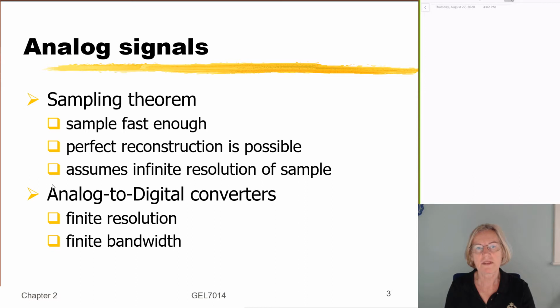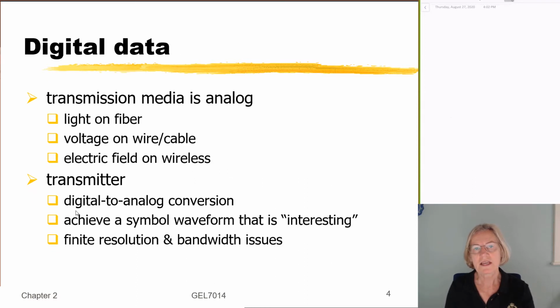So this is if we start out with analog signals, and you may think that, let's suppose we're starting out with digital data, then everything is quite simple, and that's not quite accurate either, because when we do our transmission over our communications link, it's true that the data we will be transmitting is digital, because we're talking about digital communications. However, the media is actually transmitting an analog signal. It's either light on a fiber, it's voltage on a twisted pair wire or on a cable, or it's the electric field which is transmitted in wireless.